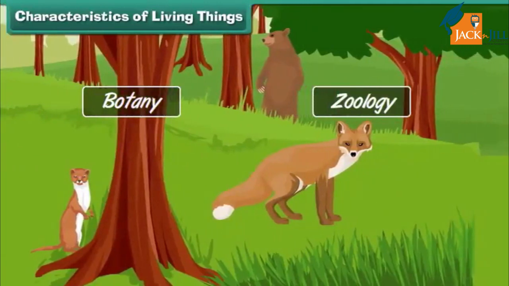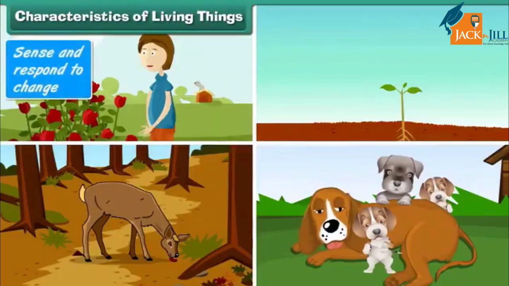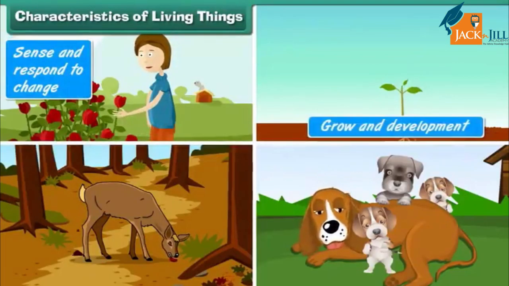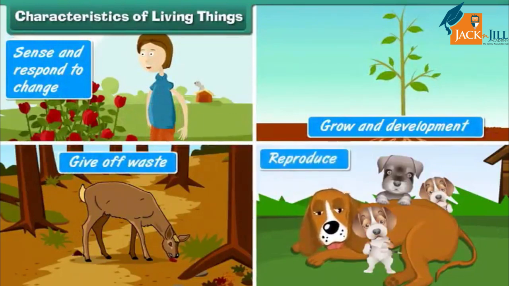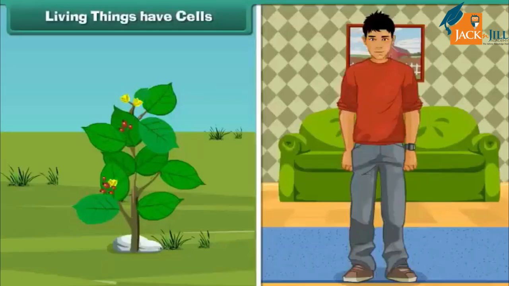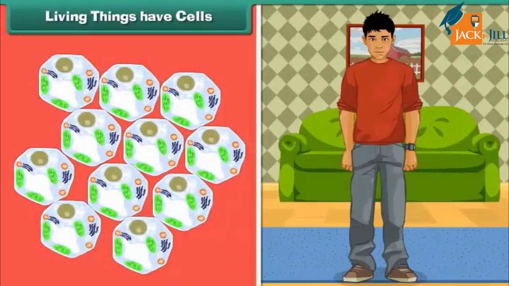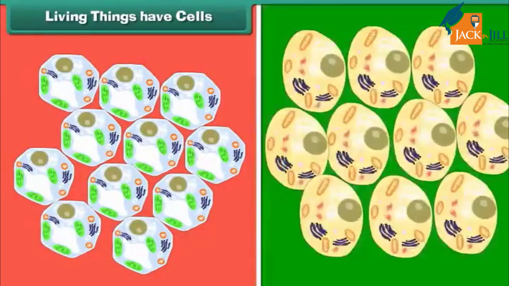All living organisms share the following basic characteristics: sense and respond to change, growth and development, give off waste, reproduce. Living things have cells. Each living being has a distinct individuality. It cannot be broken into two or more independent parts. The body of a living being is made of one or more cells.